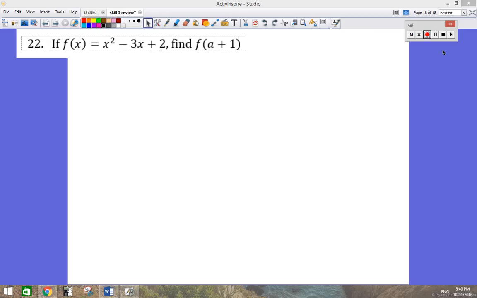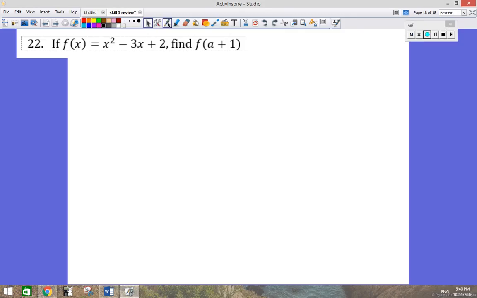We are taking a look at the problems in our review packet for Skill 3, Relations and Functions. And here in number 22, they've given us a function, and they're asking us to evaluate this function not at a number, but at an expression. So they're testing our knowledge of input and output. What do functions really do?